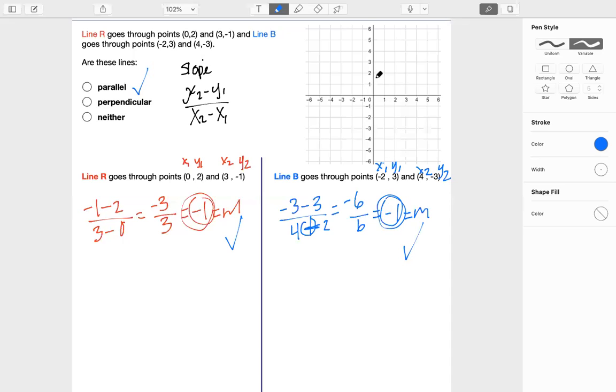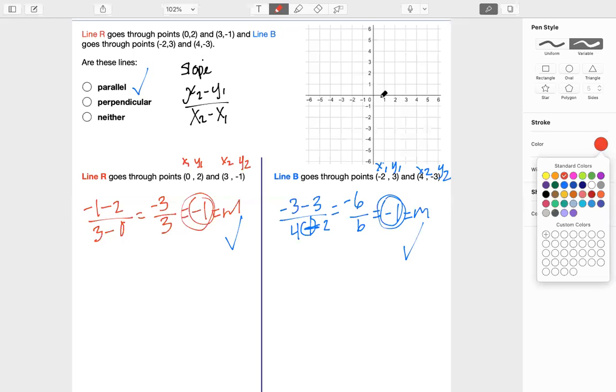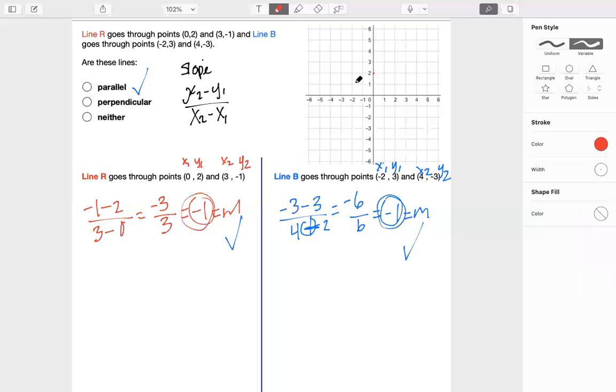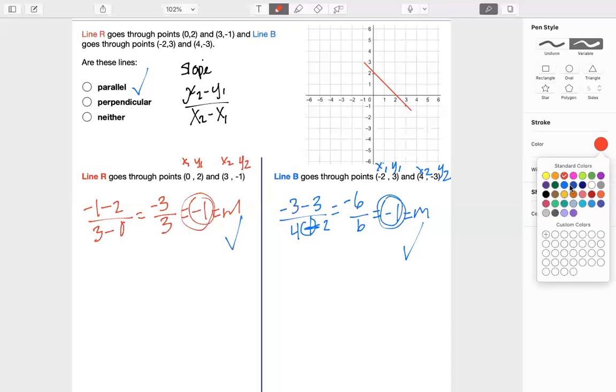Now let's get a visual of that on the grid. I'm going to plot these two lines. Line R goes through the two points (0, 2), so that's right here, and then (3, -1), which is right here. If I plot a line that goes through both points, I can see that I have my first line. And then secondly, I plot my second line, line B, and do the same thing. I have (-2, 3). These are two points that it goes through.